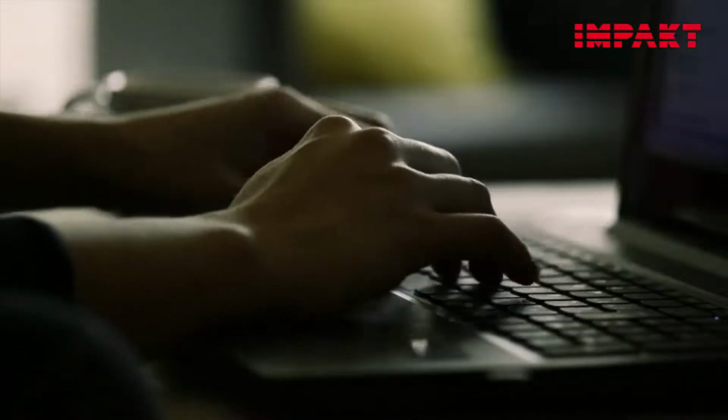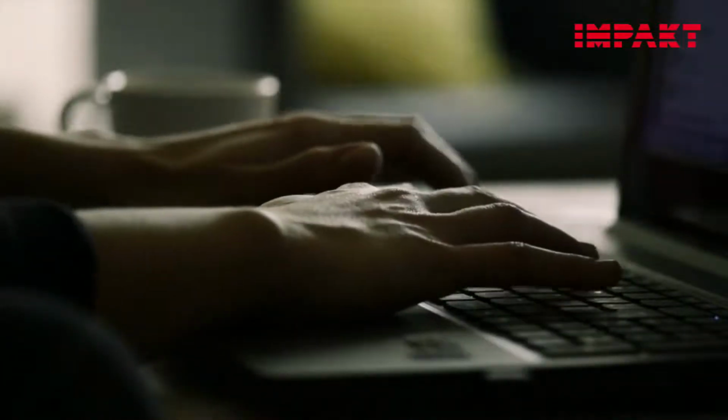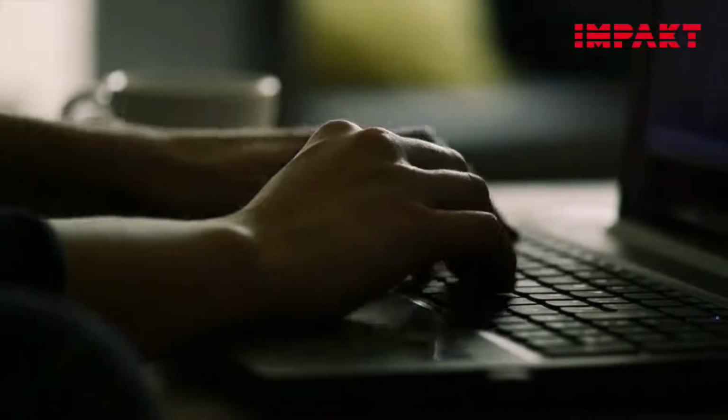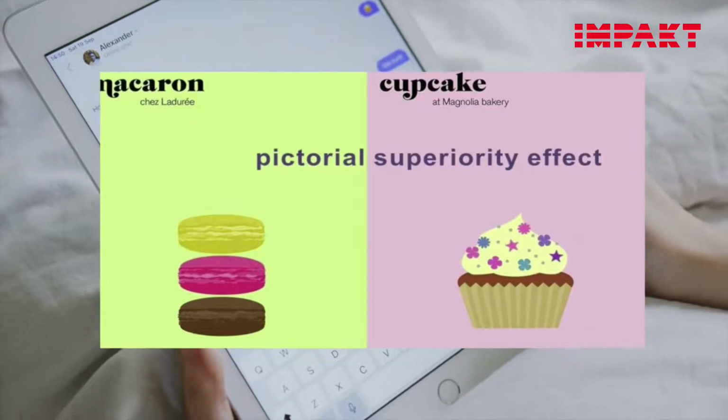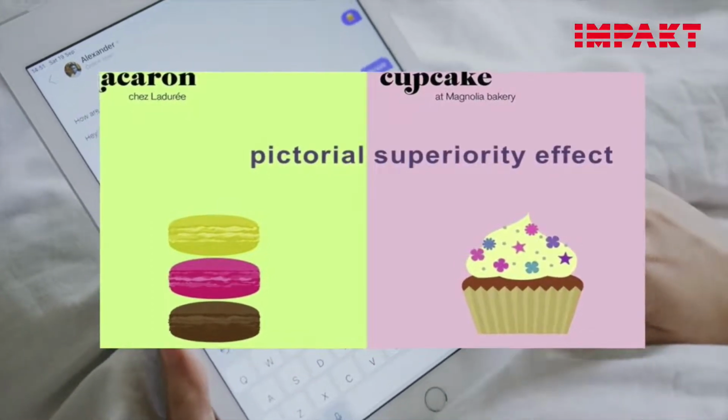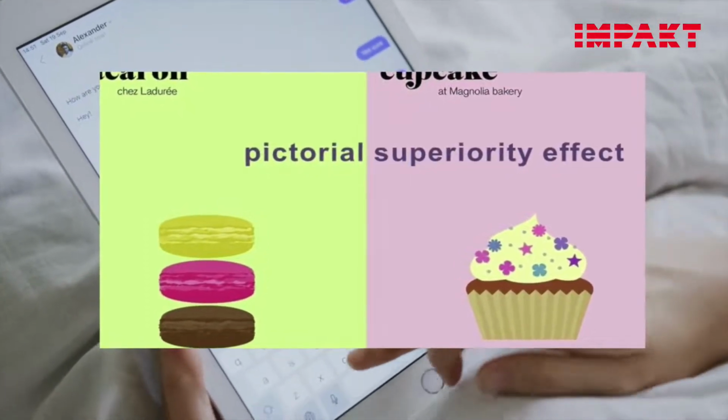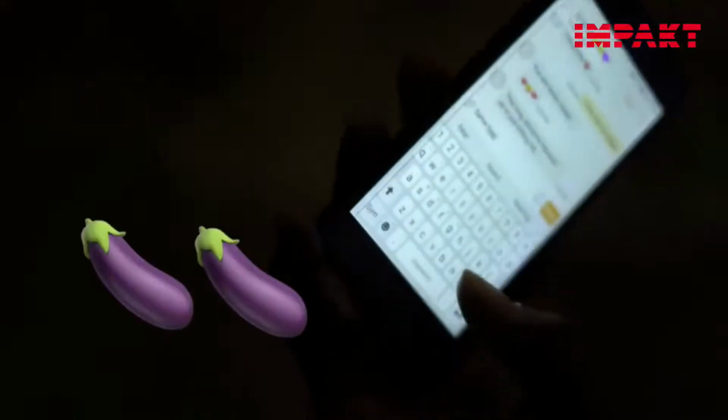When you type, these cues are missing. In order to communicate more meaning, you add emoji or images. See also the pictorial superiority effect. I can spend a lot of words explaining the differences between a cupcake and a macaron, but I can just show it to you and then you know.